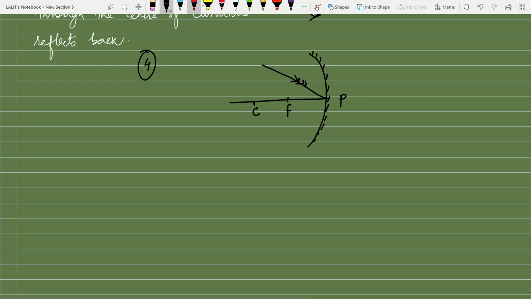Now we have this line, the principal axis. This line would be the normal now. So we can measure this angle. This angle will be angle of incidence. So measure the same angle and draw the reflected ray. So this would be the reflected ray. So any ray of light striking the pole would reflect with the same angle with which it has made with the principal axis. So using these 4 rules, any 2 rules would be enough to draw the ray diagrams. Now let us see the rules for convex mirrors.